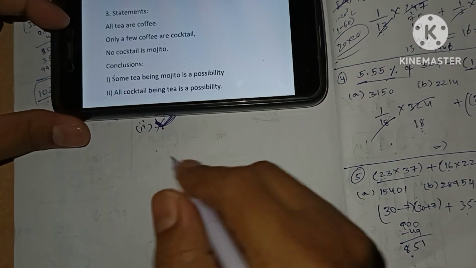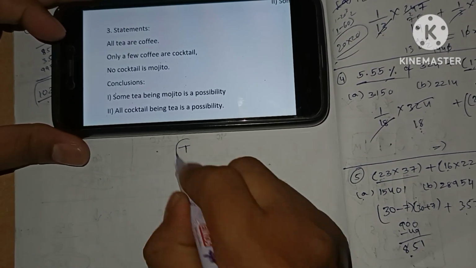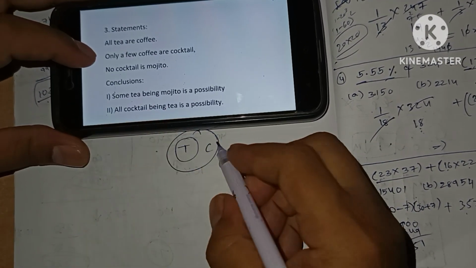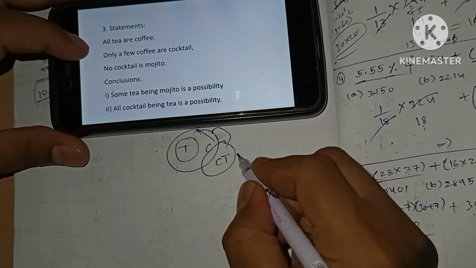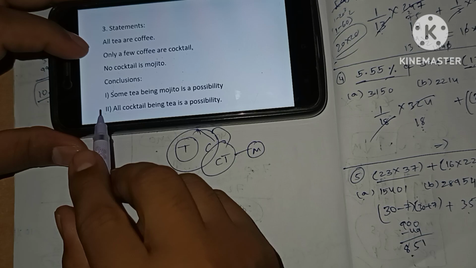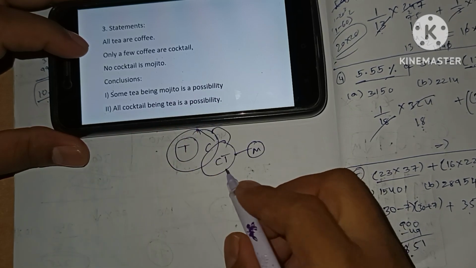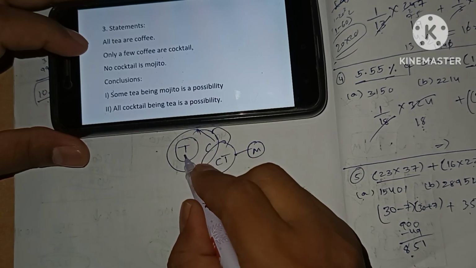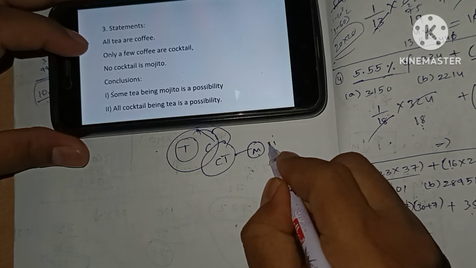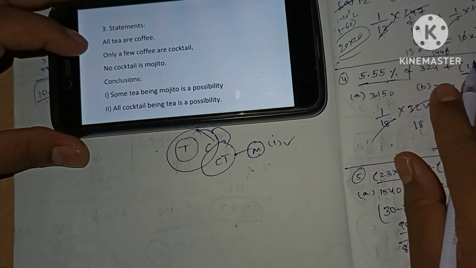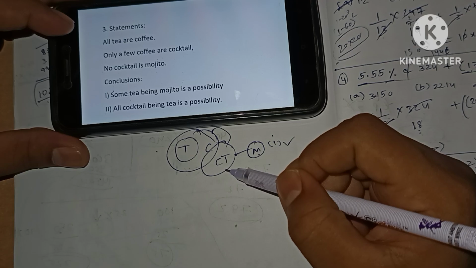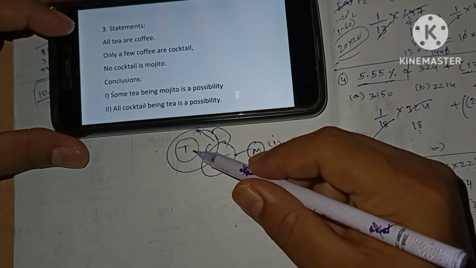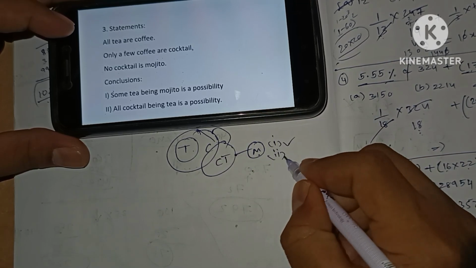Now we are going to see the third question. All tea are coffee. Only a few coffee are cocktail. No cocktail is mojito. Let's see the conclusions. Some tea being mojito is a possibility. So the first one is true. All cocktail being tea is a possibility. All cocktail can be placed inside tea. Yes, it is also possible. The second conclusion is also true.